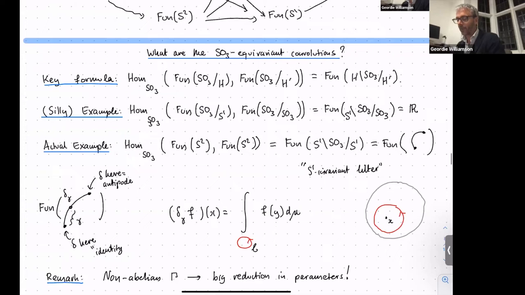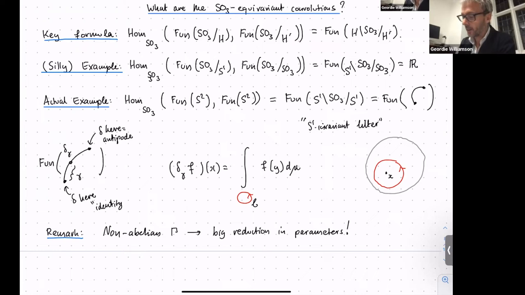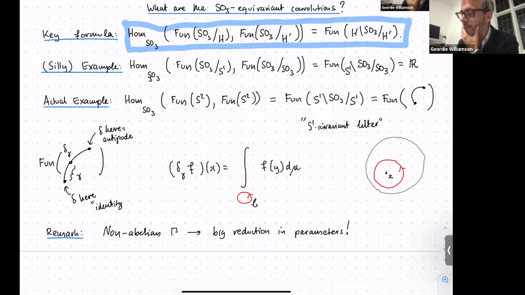Now we use our double coset formula to decide what the SO3-equivariant convolutions are. In CNNs, we have this analog of a local convolution with a little filter. What are the analogs of filters in the general equivariant world? This is the key formula. Any transitive set is of the form SO3 mod some subgroup, and the convolutions between such function spaces are given by functions on the double coset. Often one needs to be a little careful interpreting this formula, as there might be some finiteness conditions, but the formula is an incredibly useful general guiding principle.